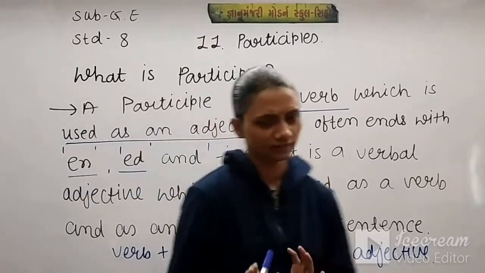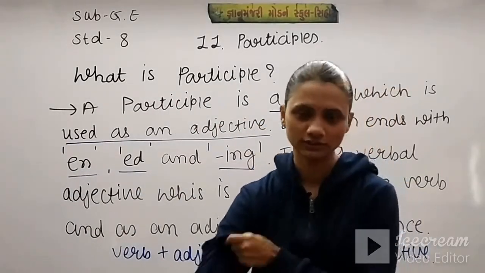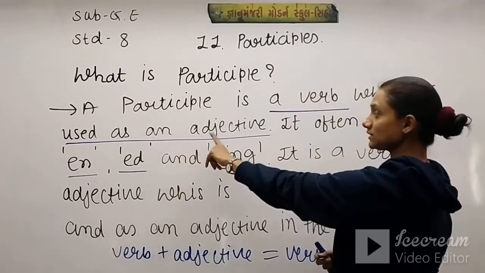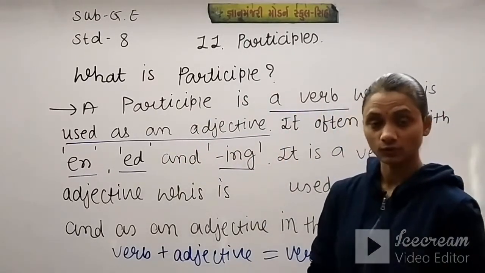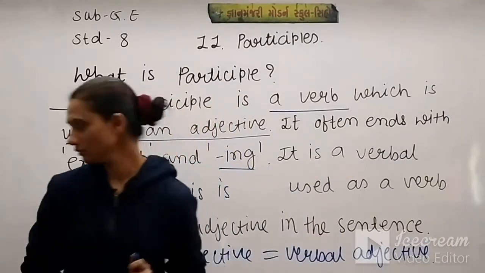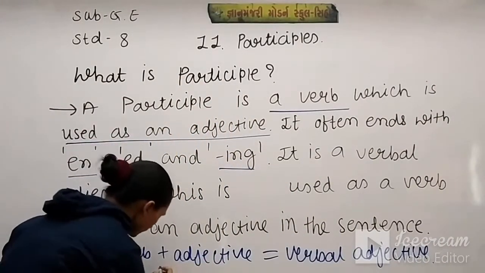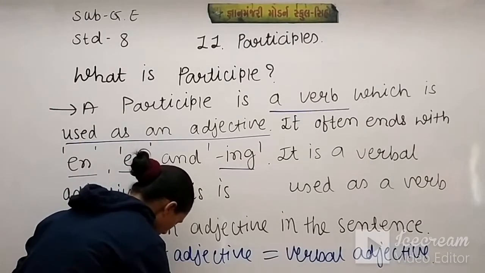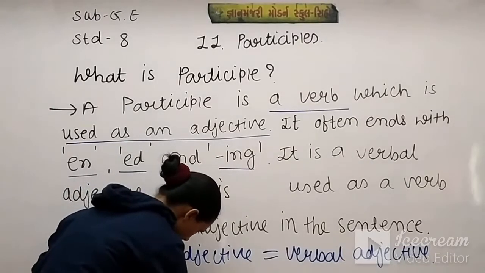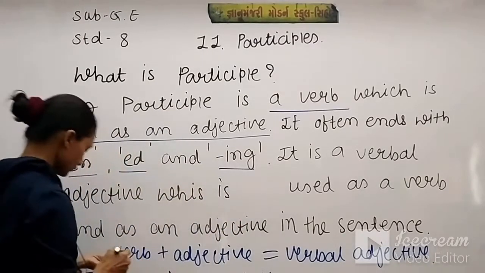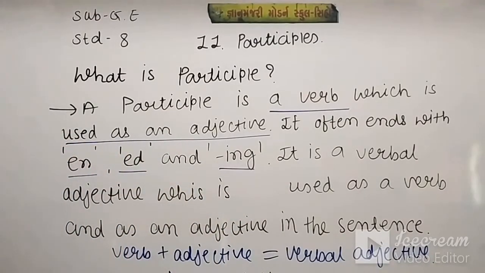First of all, let me remind you students, see here, a participle is a verb which is used as an adjective. Okay, so let me give you one word. See, dancing doll. So dancing doll, here we have this word.